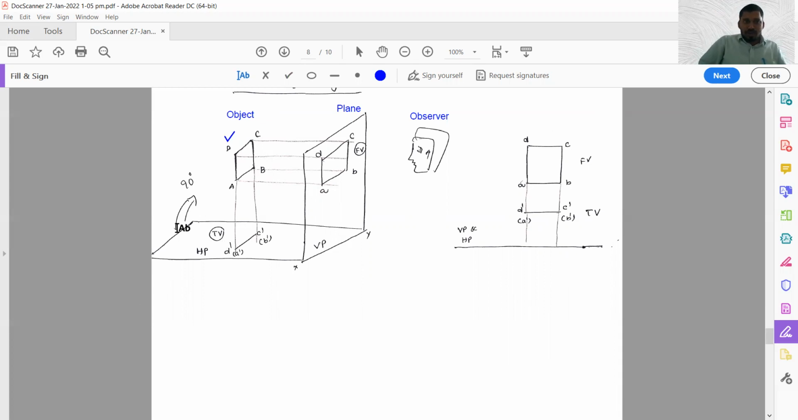So if I rotate this through 90 degrees, the horizontal plane will be merged with the vertical plane. On one side, you will be getting front view and top view, what I have mentioned on this slide, in second angle.